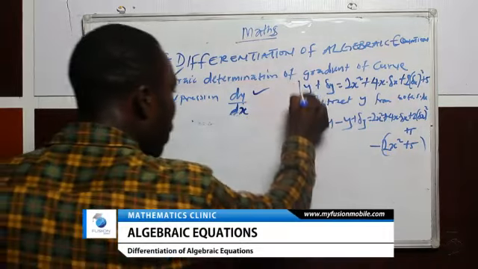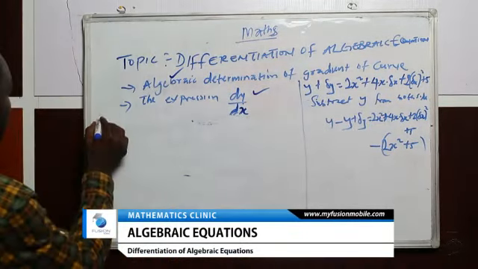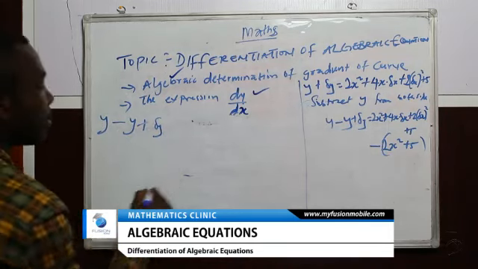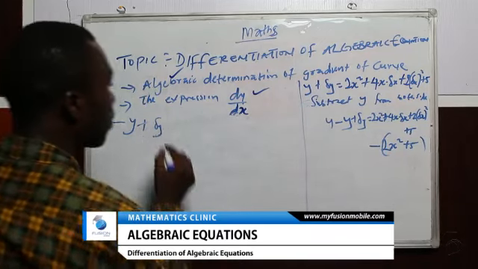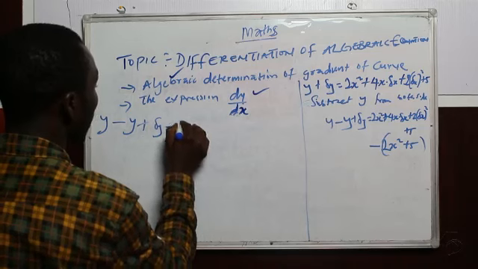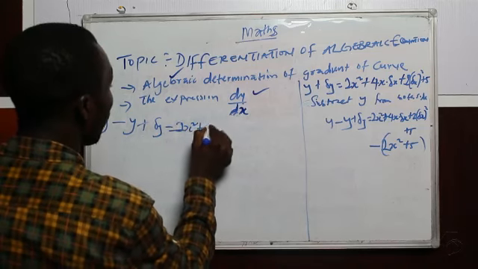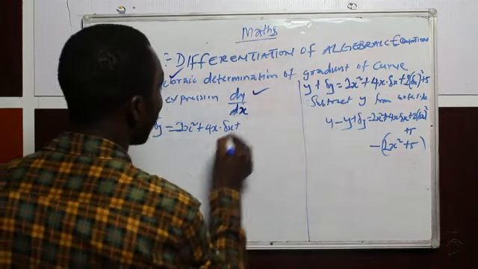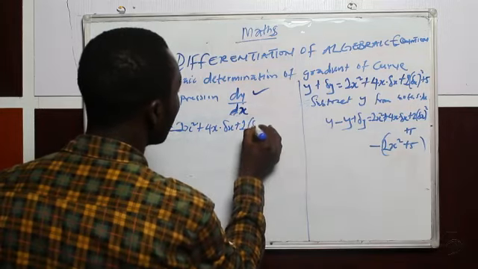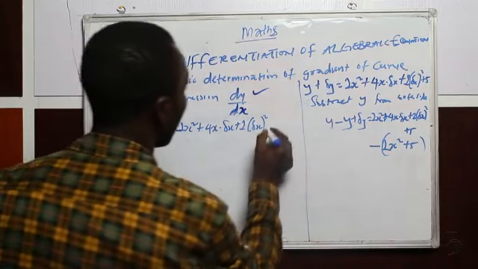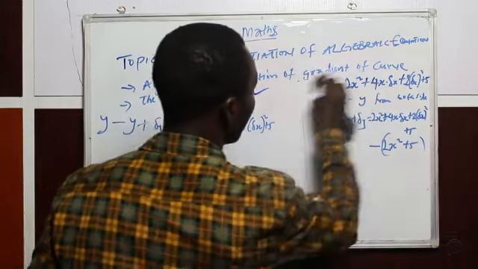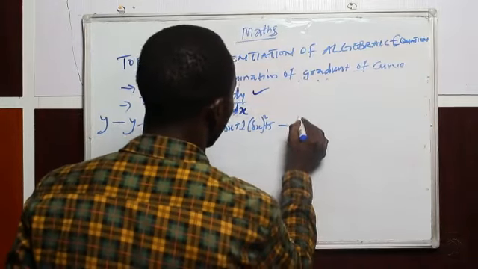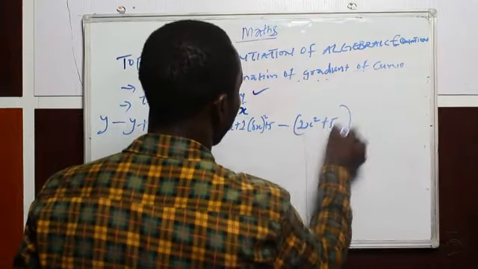This is what I'm bringing out from this question. That is y minus y plus sigma y equal to 2x squared plus 4x dot sigma x plus 2 bracket sigma x all square plus 5, minus bracket 2x squared plus 5.